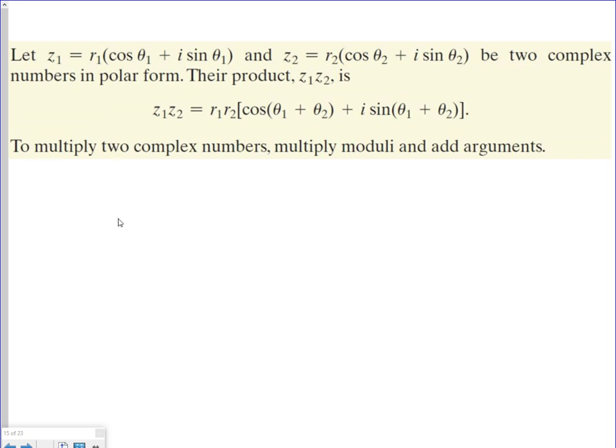So, if you have two complex numbers that are in polar form and you want to multiply them, notice the differences here. What you're doing is you're going to multiply the two moduli. And that's going to be the sum of theta 1 and theta 2. So the argument will be the sum of the two.